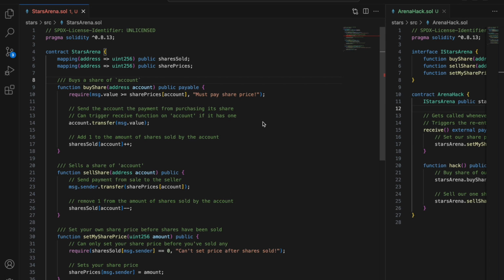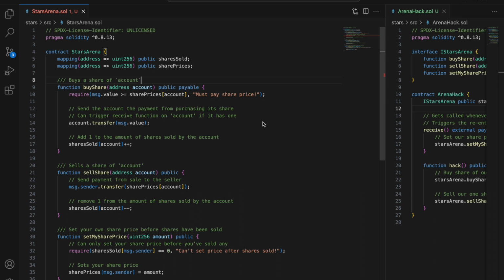So on the left side, we don't have the full code for Stars Arena, so I just wrote up some pretty basic stuff, and this would not run. I know if you're a developer watching this, you'll be like, oh, he's not making the account payable. So it's just supposed to be easier to explain.